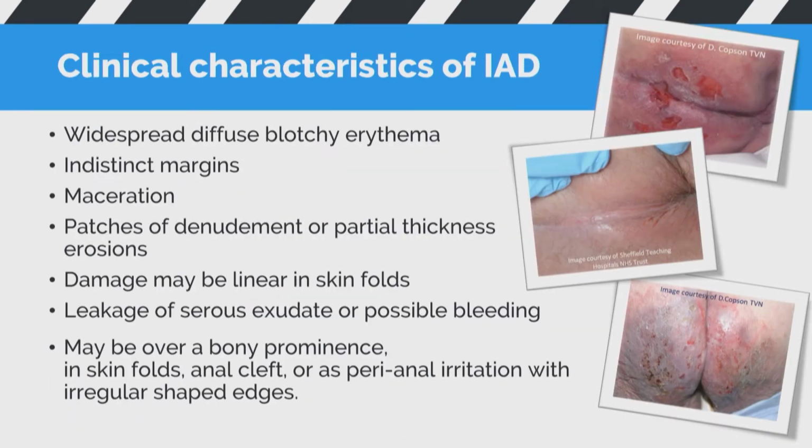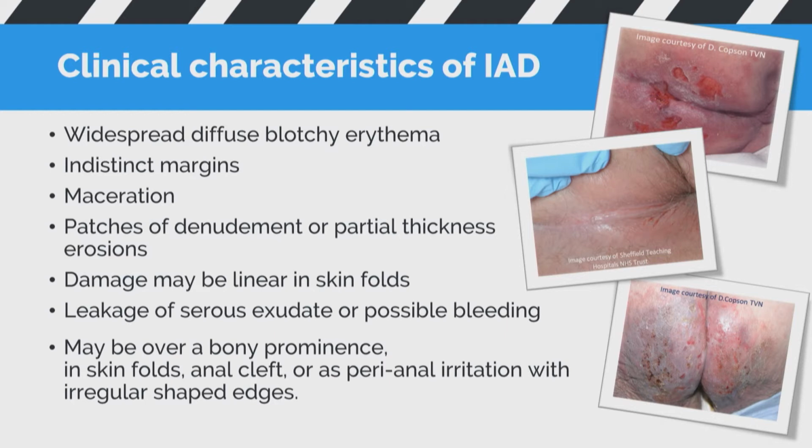So let's look at the clinical characteristics of incontinence-associated dermatitis, and we can see some of those characteristics on the images on this slide. We're looking at widespread, diffuse, blotchy erythema, very indistinct margins, and the spreading of maceration. What you can see in front of you on the top and the bottom slides are patches of denudement, so patches of epidermal stripping exposing dermal tissue, which comes across as partial thickness erosions on the skin surface.